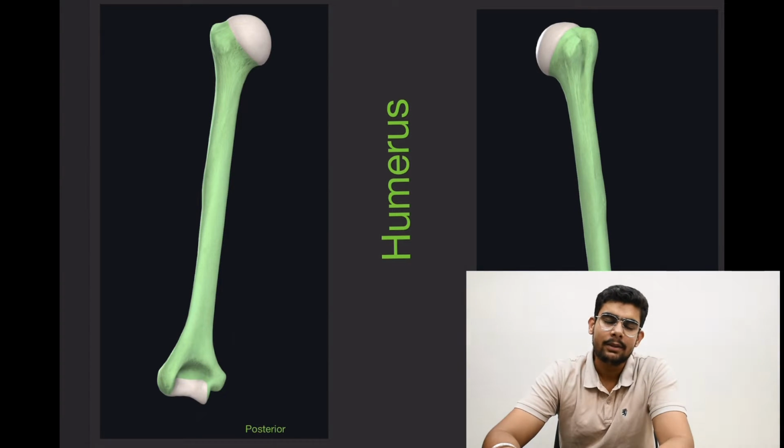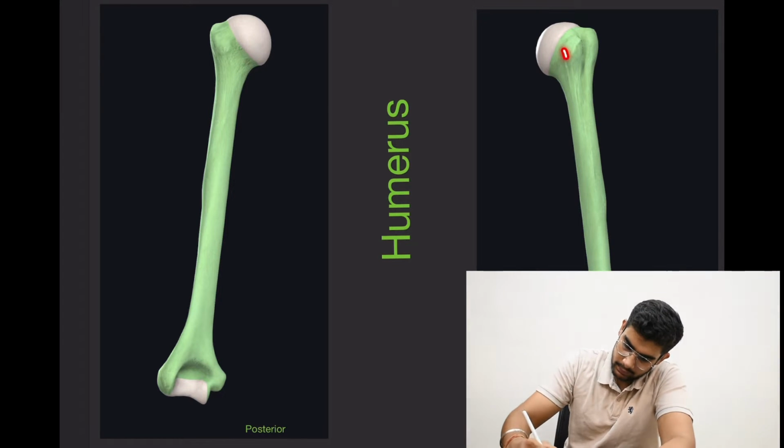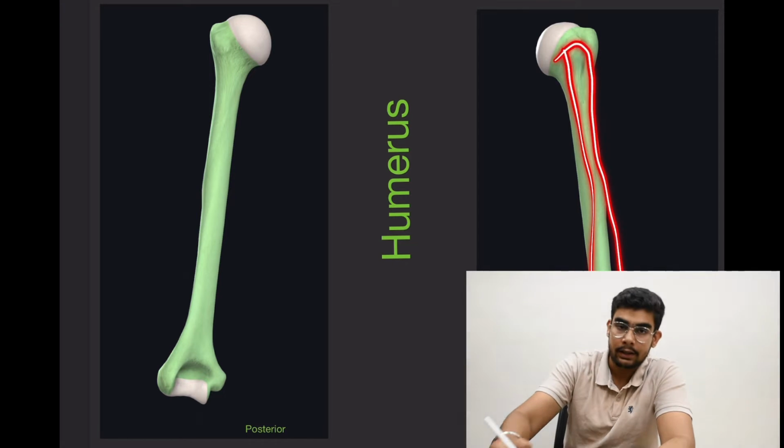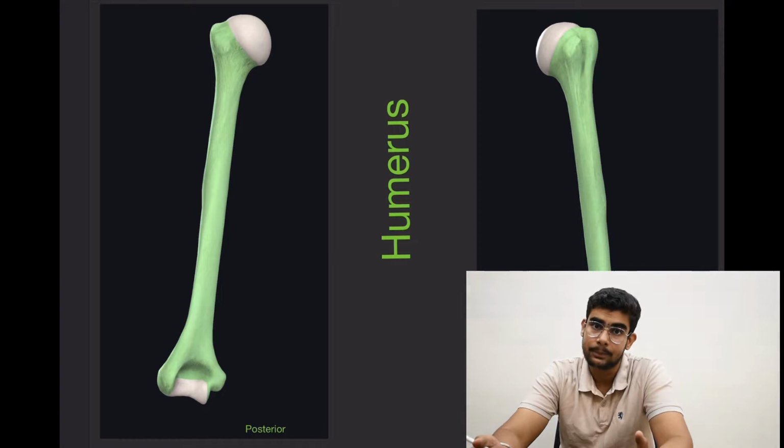Hello everyone, my name is Yashwant Singh and today we will learn about the humerus, which is the part of the skeleton system of the upper limb. The humerus is a long type bone as seen here, and it consists of red bone marrow which helps in the formation of red blood cells in the body.